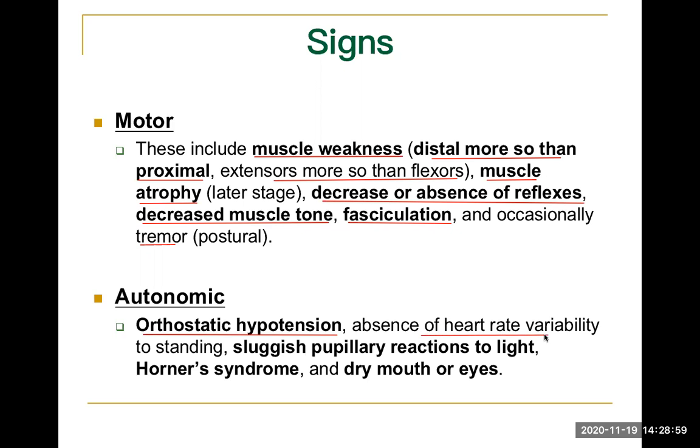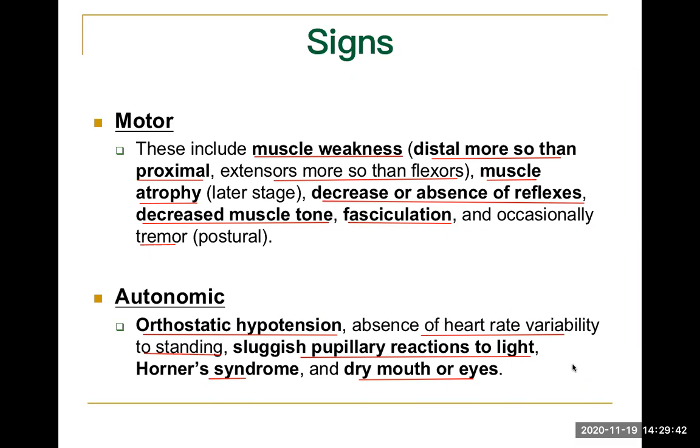Absence of heart rate variability to standing is another important feature of autonomic nervous system involvement. The meaning is, when we stand, our heart rate should be slightly higher than when we lie down. If that doesn't happen, then something is wrong with the sympathetic nervous system. Sluggish pupillary reaction to light, Horner syndrome, and dry mouth or eyes are some other important features of autonomic nervous system involvement. We all know the effect of light on the pupil. It should constrict, it should become smaller. If that doesn't happen, probably the parasympathetic nervous system is having a problem.